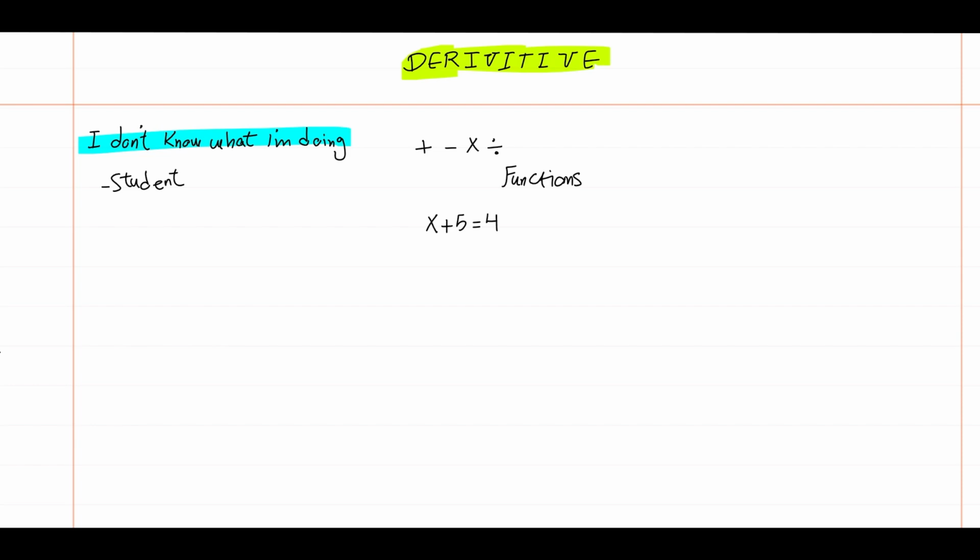And you will learn in algebra that to solve an equation, and we call this an equation because of this equal sign here, both sides are equal, and you learn to solve this equation by subtracting 5 from the 2 sides. And we do that to isolate x. This would give me x equals -1.